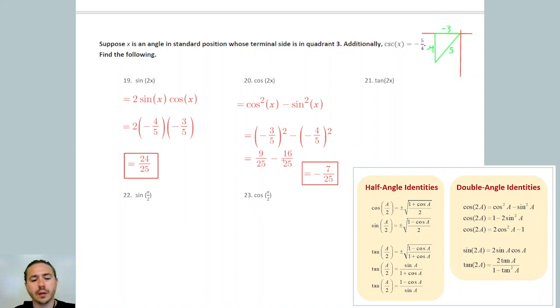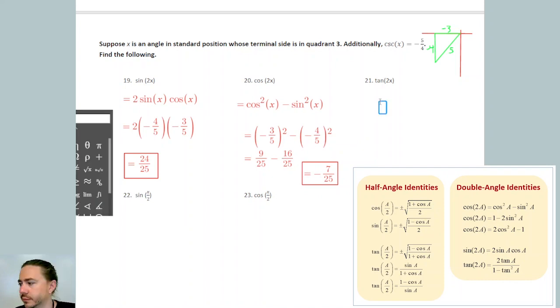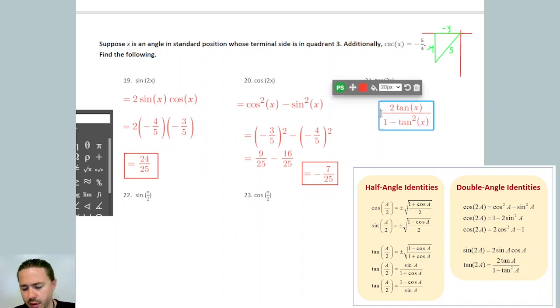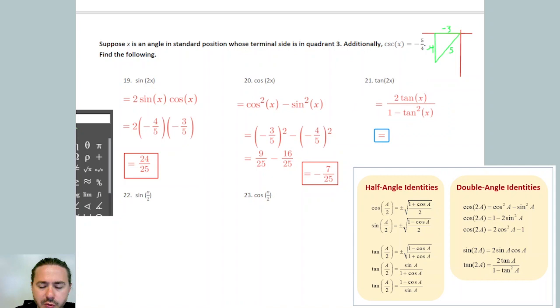Tangent of 2x is going to be 2 times tangent of x over 1 minus tangent squared x. Now, I want to emphasize, you don't have to memorize this one. All of these half and double angle identities will be given to you on the test. You just got to know how to use them. Now, we haven't found tangent yet, but it looks like opposite over adjacent is going to be negative 4 over negative 3. Since they're both negative, and negative divided by negative is positive, we'll just call it 4/3.